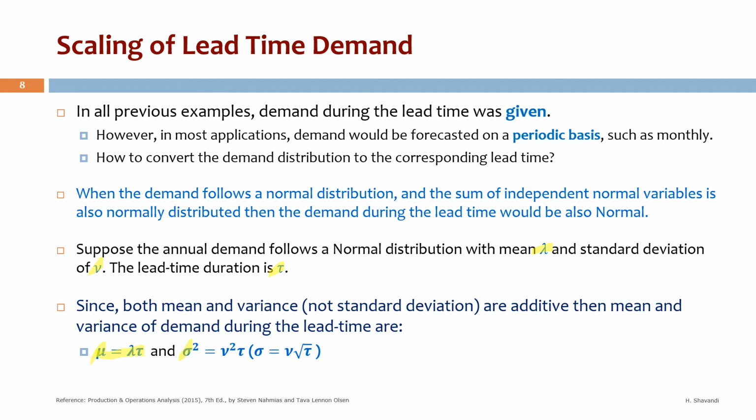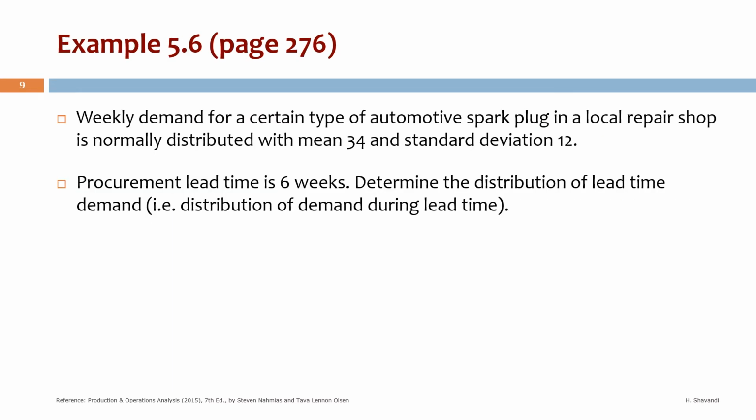And sigma square, the variance of demand during the lead time, will be the variance of demand during that time period times tau. But we should be careful that the time unit of tau should be consistent with the time unit of our base period. So mu is lambda times tau, and sigma equals nu times square root of tau. Let's have an example here.